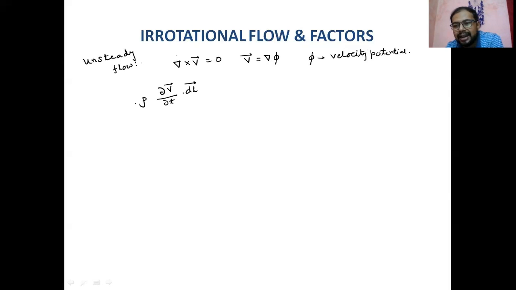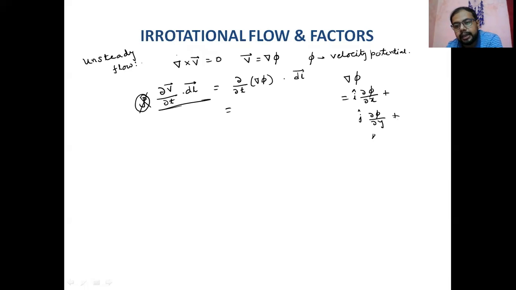Rho is separate, we'll multiply the rho later, but we are just talking about this part. So it will come in this way: del t of del phi, dot dl. What does it mean? Del phi means i del phi del x plus j del phi del y plus k del phi del z.